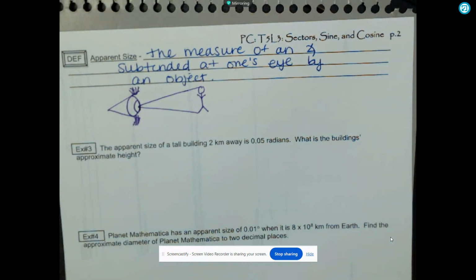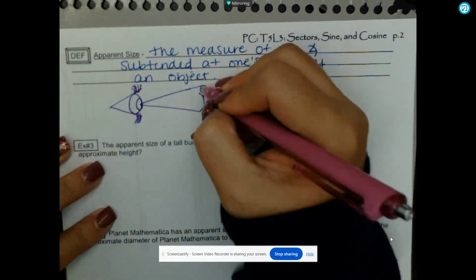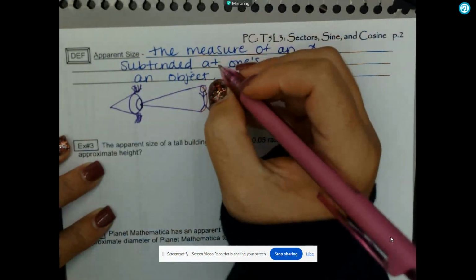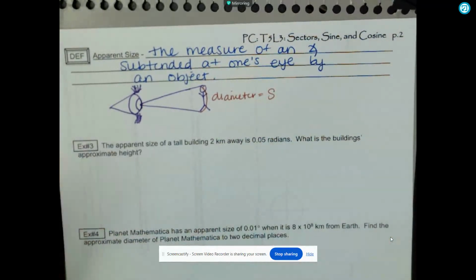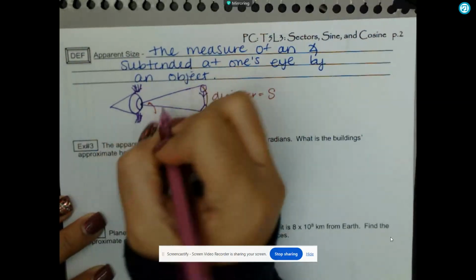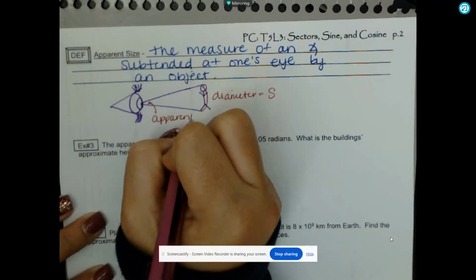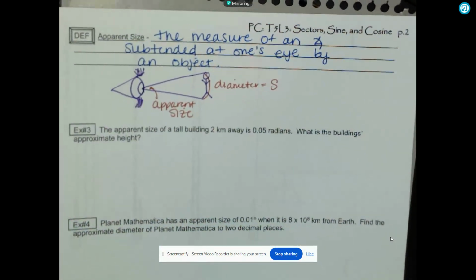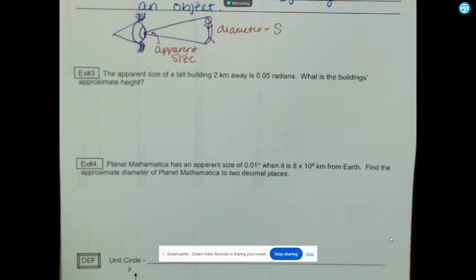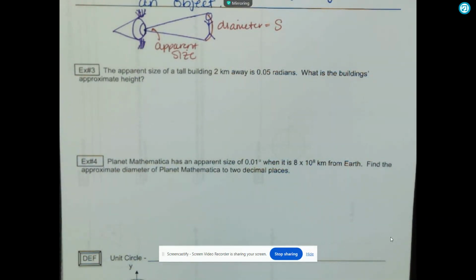So basically how we relate this to what we're doing is, when you look out, this little part right here is your diameter, which is also our arc length. And the apparent size is this little angle right here. Not too bad of a drawing. My eye is extremely larger than my person. But that's what apparent size is.